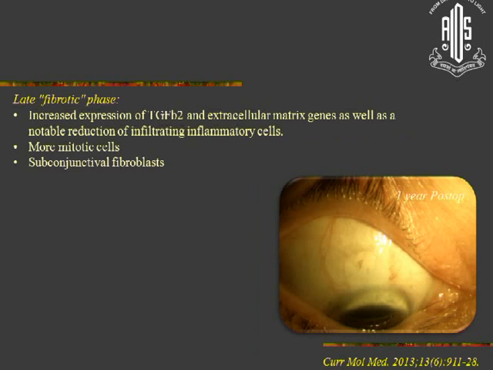In the late fibrotic phase, there is an increased expression of TGF-beta2 and extracellular matrix genes, along with notable reduction of the infiltrating inflammatory cells. Mitotic cells and subconjunctival fibroblasts persist in this stage. This bleb is a year post-operative bleb, and because of the continued fibroblastic activity, this bleb has almost lost its height. It's pretty flat, and that's how functionally it looks.